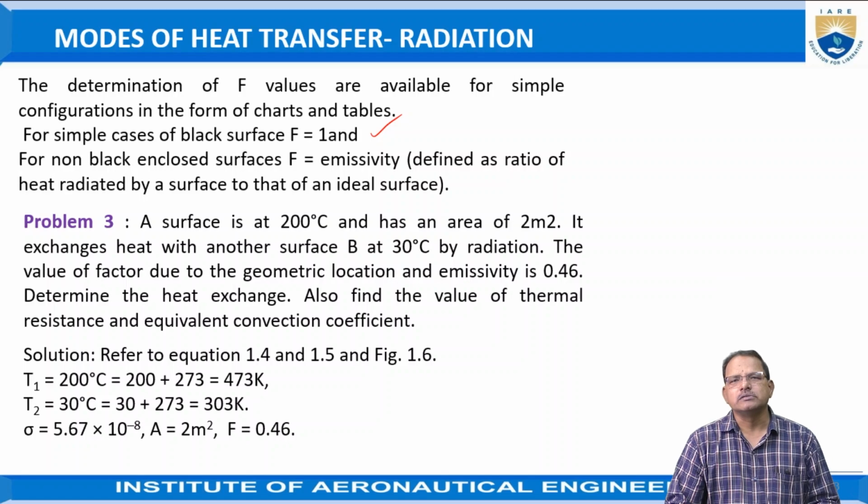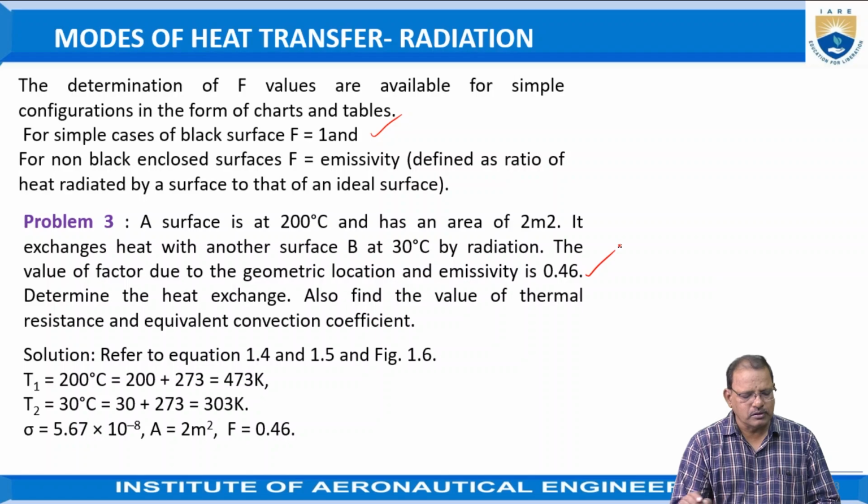that is the radiation process, we are taking one problem. A surface A at 200 degrees centigrade has an area of 2 meter square. It exchanges heat with another surface B at 30 degrees centigrade by radiation. The value of the factor due to the geometric location and emissivity is 0.46. Determine the heat exchange and also find the value of thermal resistance and the equivalent convection coefficient.